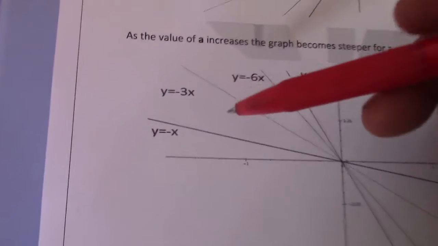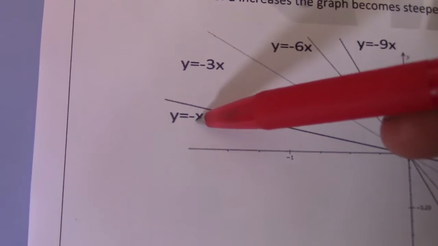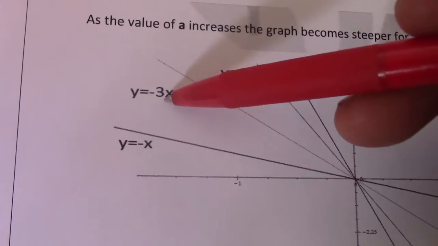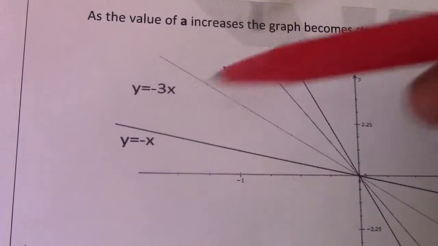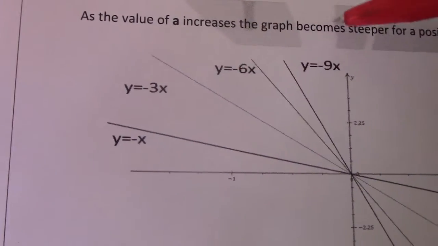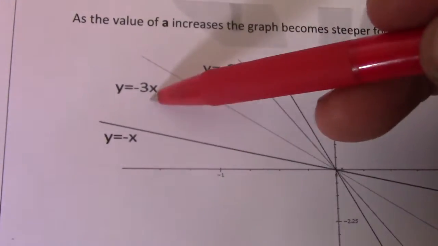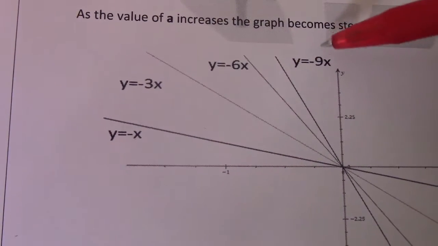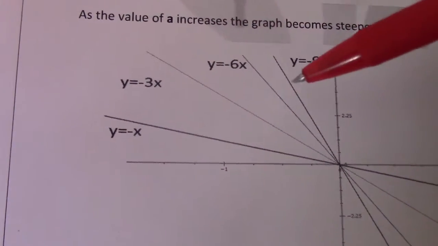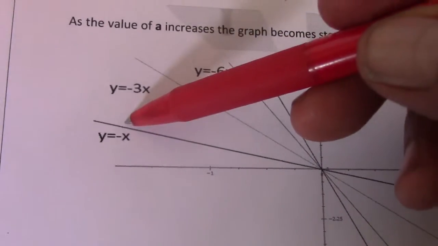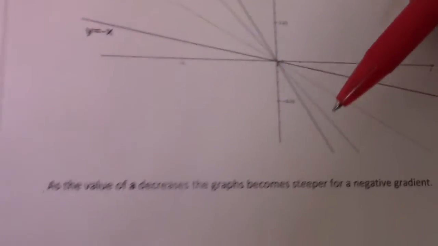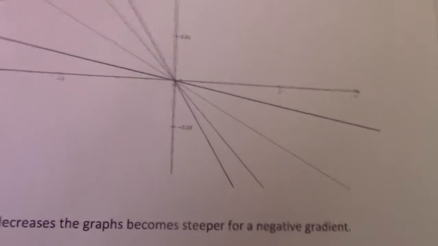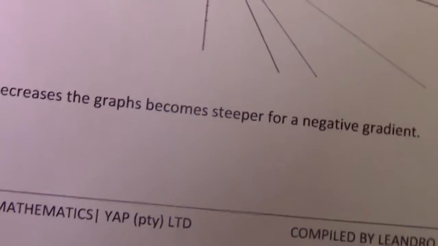Right, if I look now at a negative gradient, there my gradients are minus 1, minus 3, minus 6, minus 9. We know minus 3 is smaller than minus 1, minus 6 is smaller than minus 3. So you see, as I decrease my negative gradient, the gradient of the graph becomes steeper. And how do I know if a straight line is negative? It goes from the second to the fourth quadrant. So as the value of a decreases, the graph becomes steeper for negative gradient.